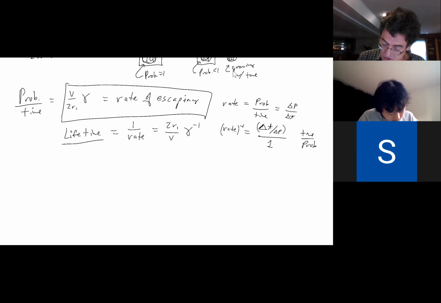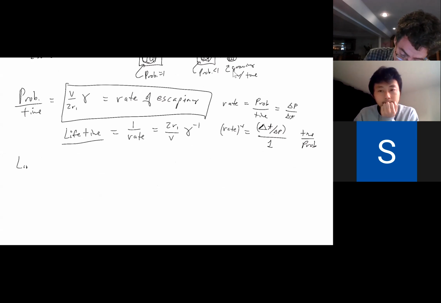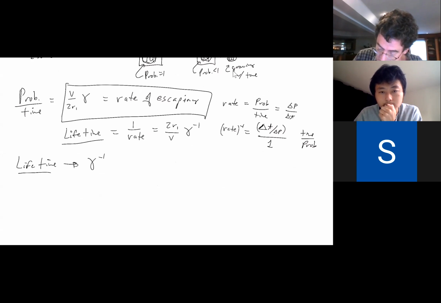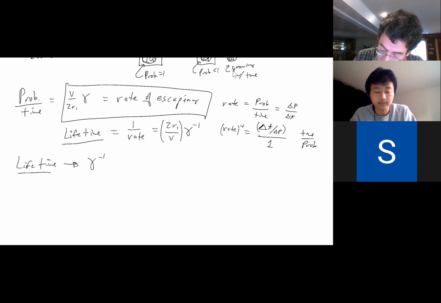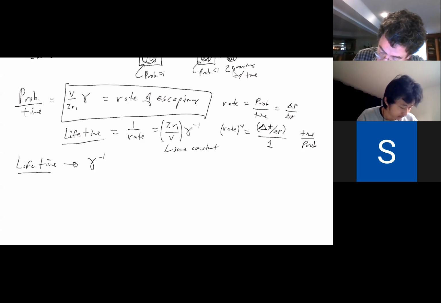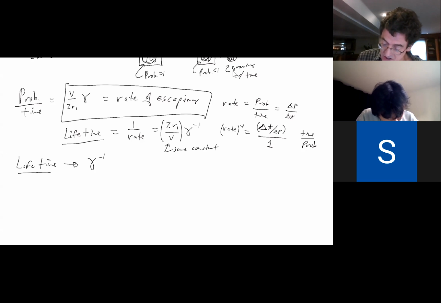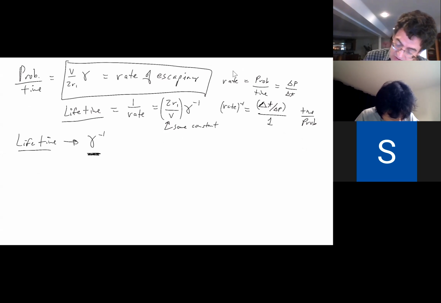Okay, so you see, if we want to calculate the lifetime, then what we need is this gamma factor. That's the most important thing. So let's just call this prefactor some constant that we're not going to worry about. It turns out that this part is not too important. The radius of the nucleus divided by that internal velocity turns out not to be such a big deal. It's really this gamma factor that's the most important one. And so let's find that.